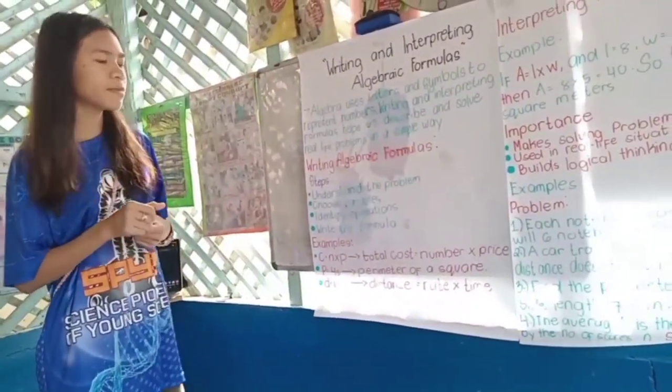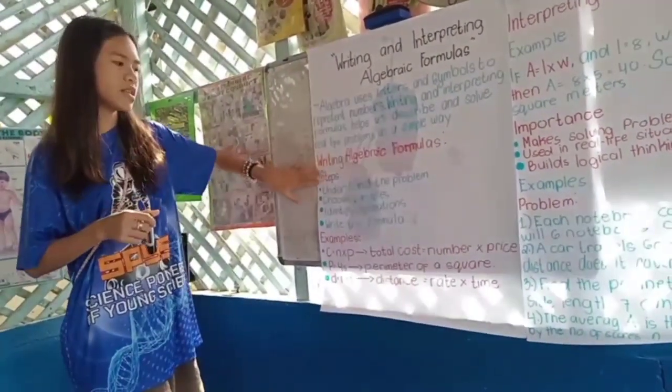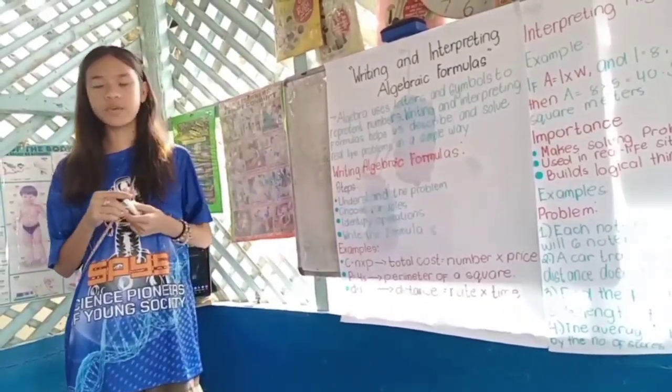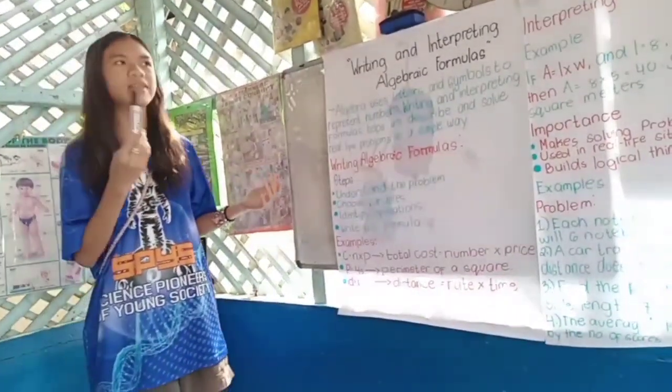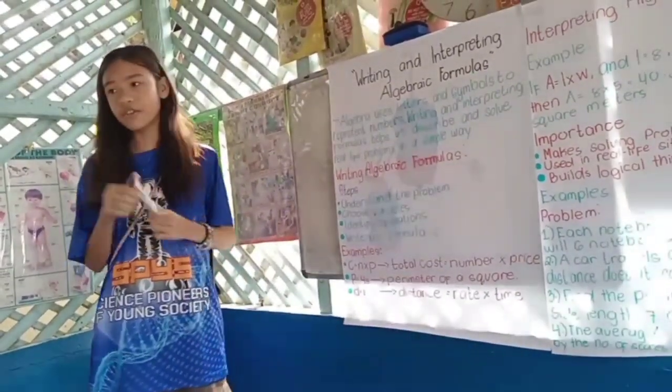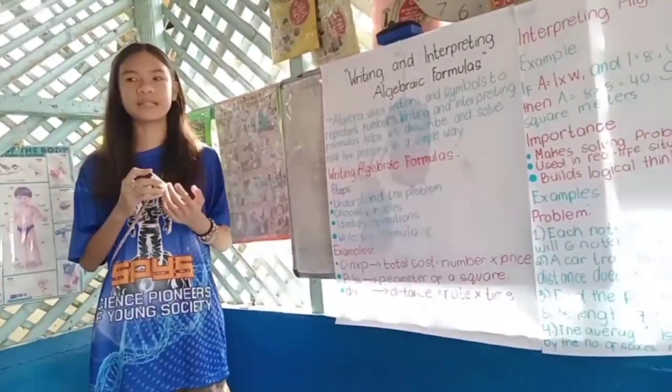We have some steps here in order to achieve this. Number 1, understand the problem. Of course, before we get to write the constants, we need to understand the problem first. Otherwise, how will you write if you do not understand?